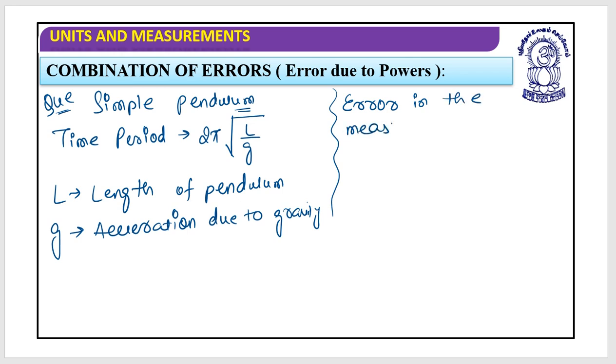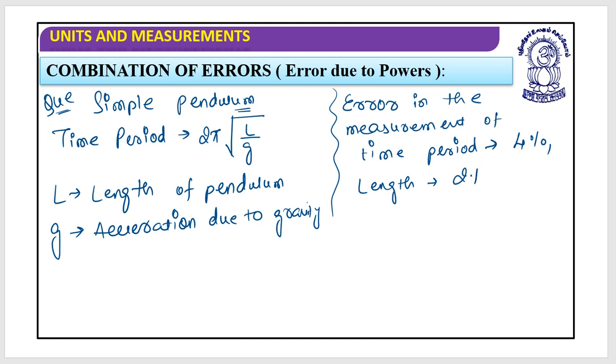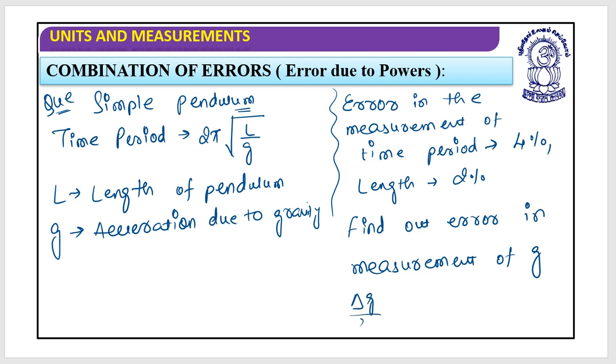If I have been given the error in the measurement of time, basically the time period, as let's say 4 percent, and in the measurement of length it's 2 percent, now I need to find out the error in the measurement of G. So basically I need to find delta G by G multiplied by 100 percent.